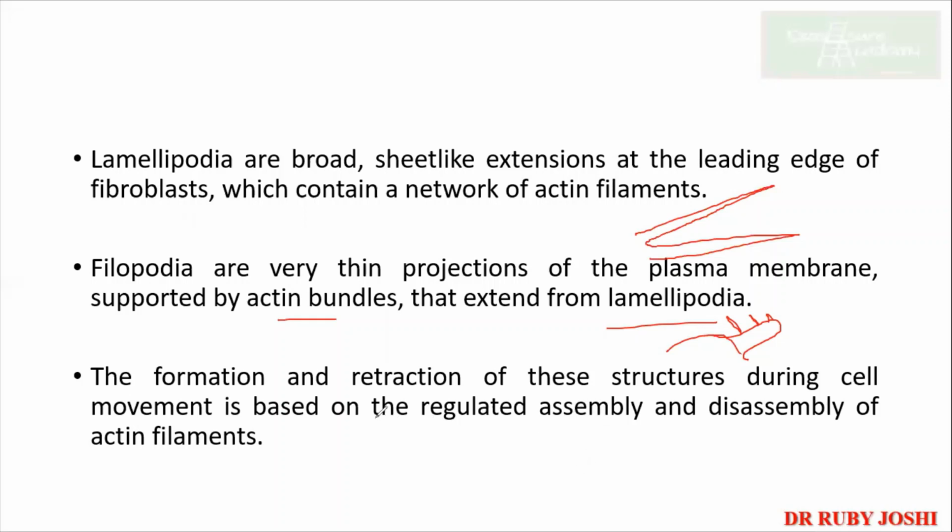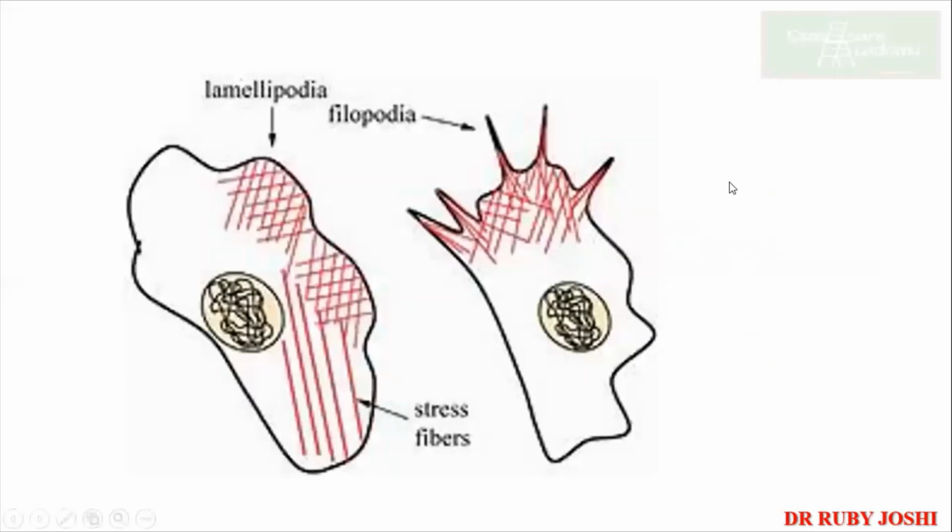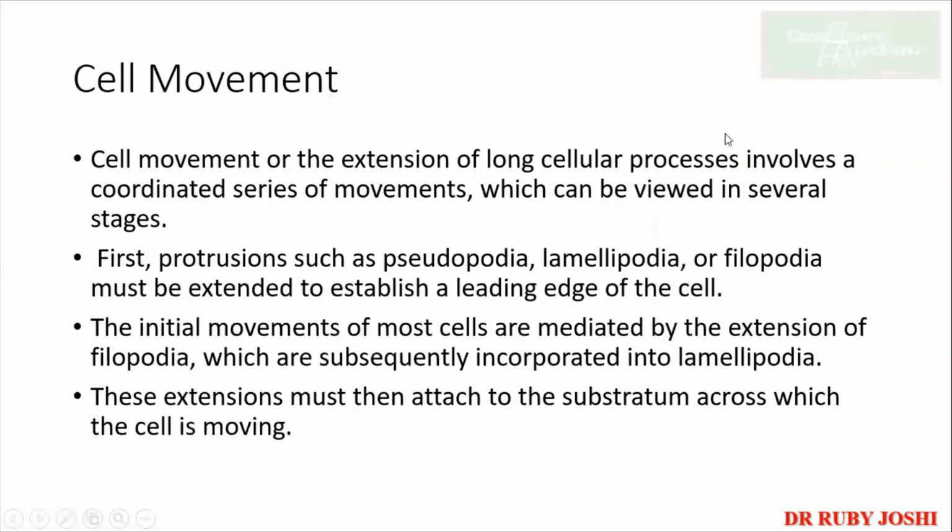The formation and retraction of these structures during cell movement is based on the regulated assembly and disassembly of actin filaments. So in short, it is all about the polymerization and depolymerization of the actin filaments. Here you see, this is your lamellipodia, the broad one, when it is trying to move, and if you have this thin projection, that is your filopodia. Now coming to the cell movement.